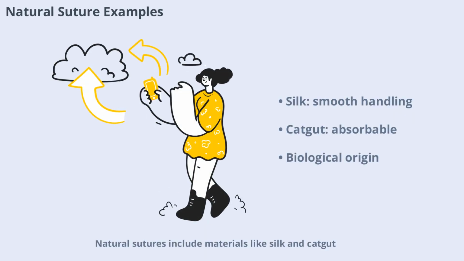Natural sutures include materials like silk and catgut. Silk is prized for its smooth handling and knot security, while catgut is absorbable and used for internal tissues. These materials have been used for centuries, offering reliable performance in various surgical contexts. Their biological origin can sometimes cause tissue reactions, so careful selection is important based on patient needs.